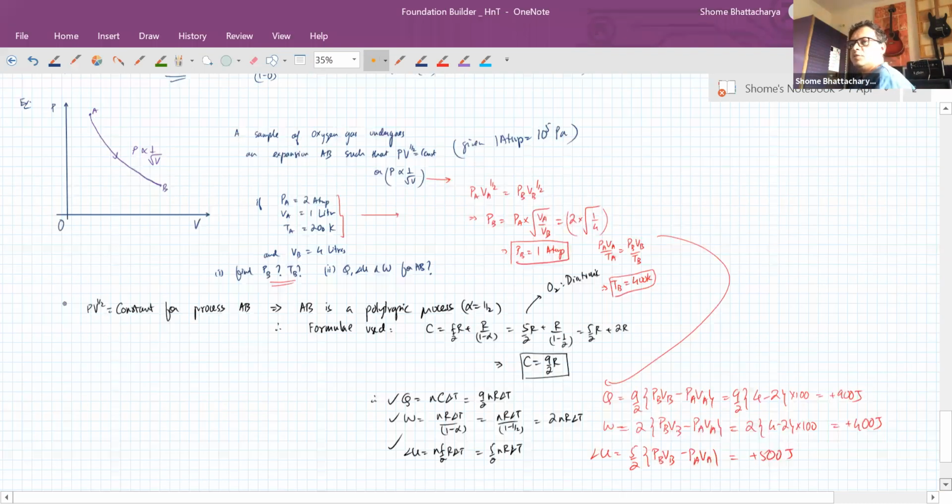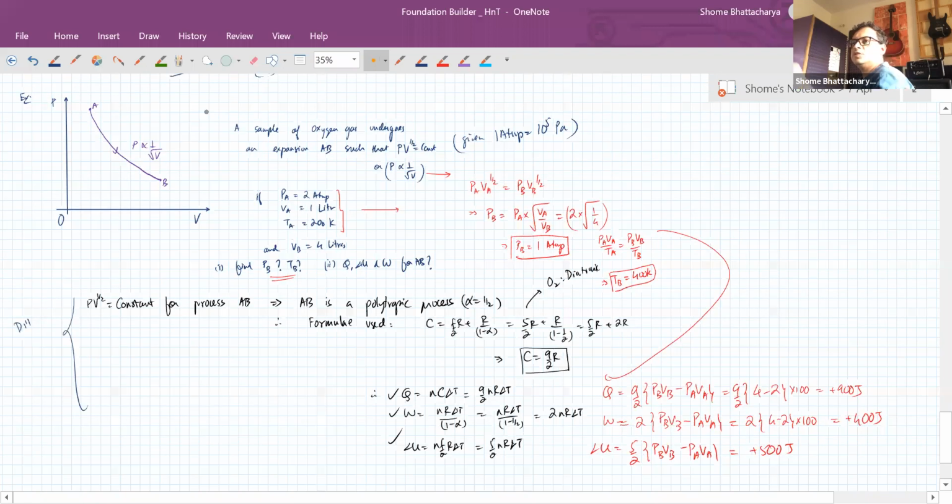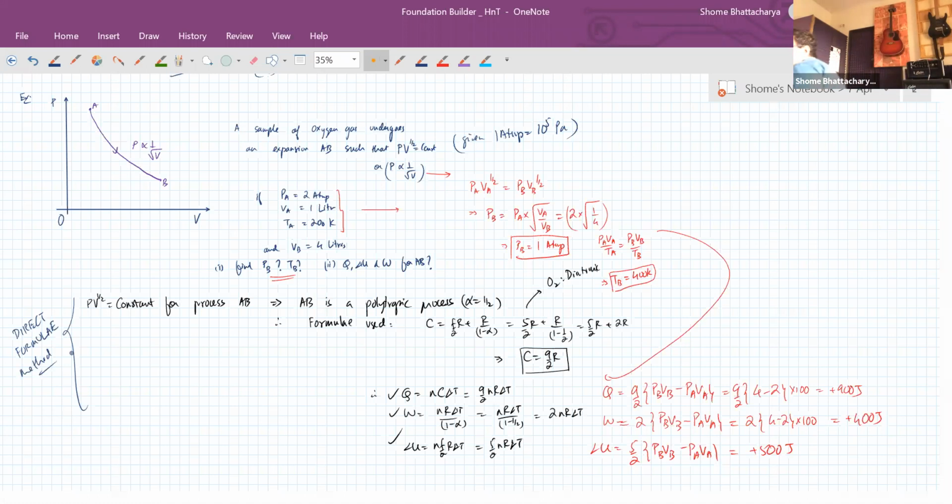So this is the direct formula method. And this is what you should be using at the exam level. We'll also discuss where the formula came from in just a moment. So just go through this and let me know if this is clear, if there's any doubt in any of the parts or any calculation needs clarification.